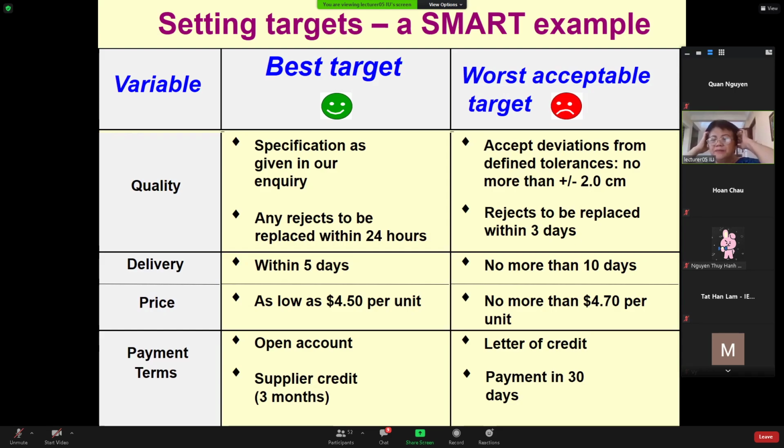Any questions so far, for understanding yourself and understanding your opponent, before we set a target? And this is a target to set for a negotiation. A SMART example.